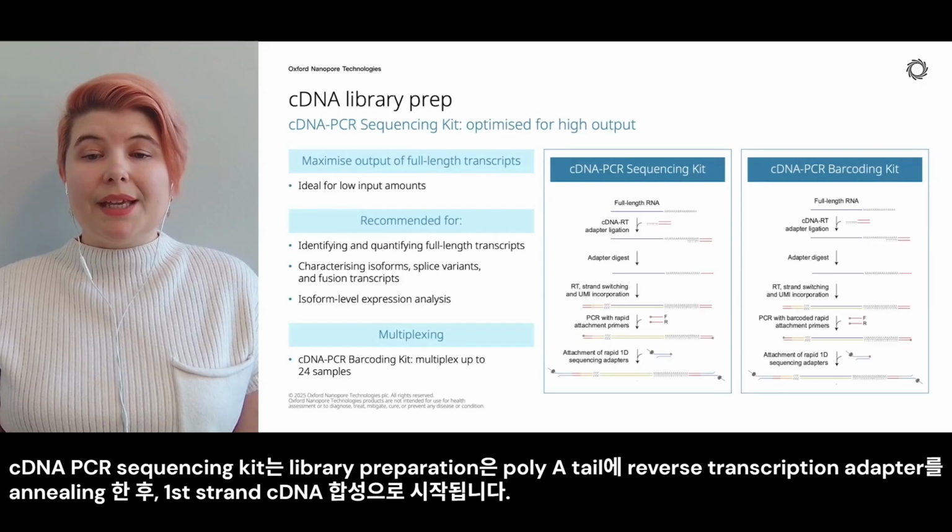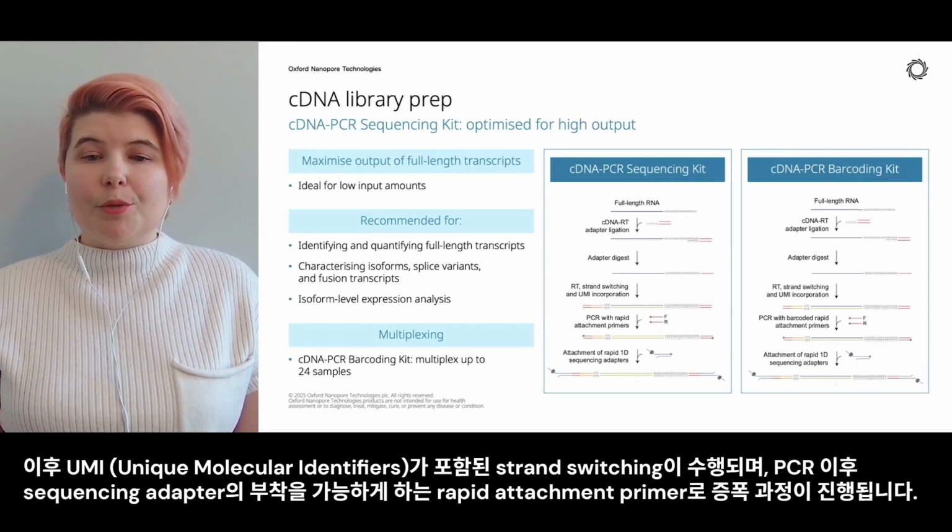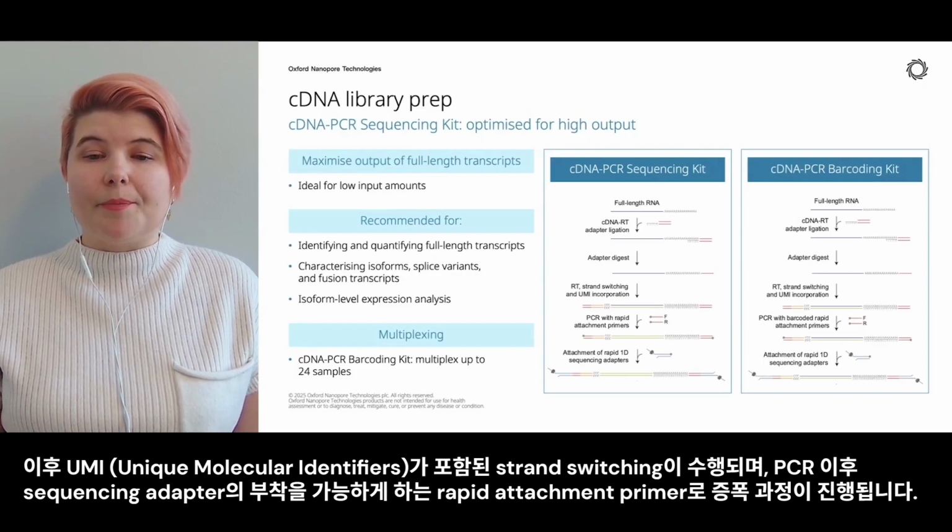Library preparation begins by annealing a reverse transcribed adapter to the poly-A tail, followed by first-strand cDNA synthesis. Strand switching is then performed with incorporation of unique molecular identifiers and followed by PCR amplification with rapid attachment primers that enable attachment of sequencing adapters post-PCR.